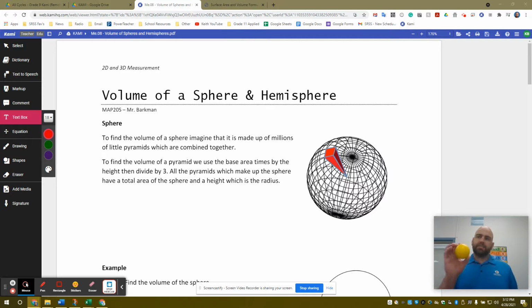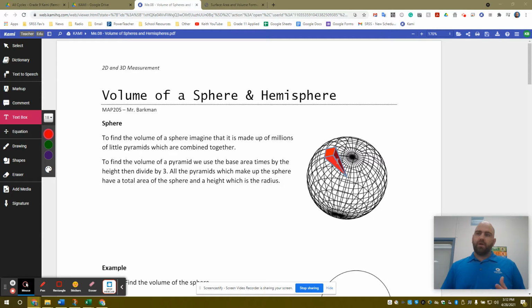Okay? And now this doesn't have any kind of nice situations or nice ways of really finding it, other than if we come up with a strategy to kind of think of it as a bunch of pyramids. So what we're going to do to find the volume of a sphere, we're going to imagine that we have millions of little pyramids, kind of like this one here, that are combined into this sphere to make the entire sphere. Okay? And we use that to figure out what our formula for a sphere is, the volume formula.